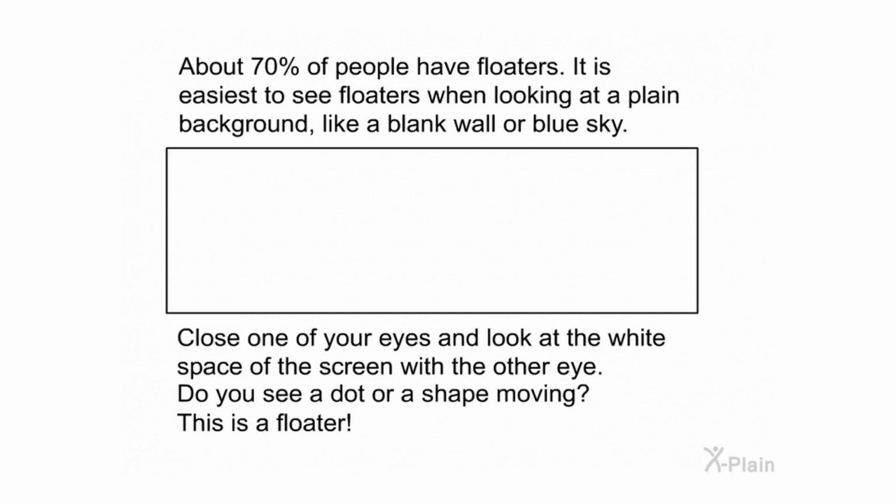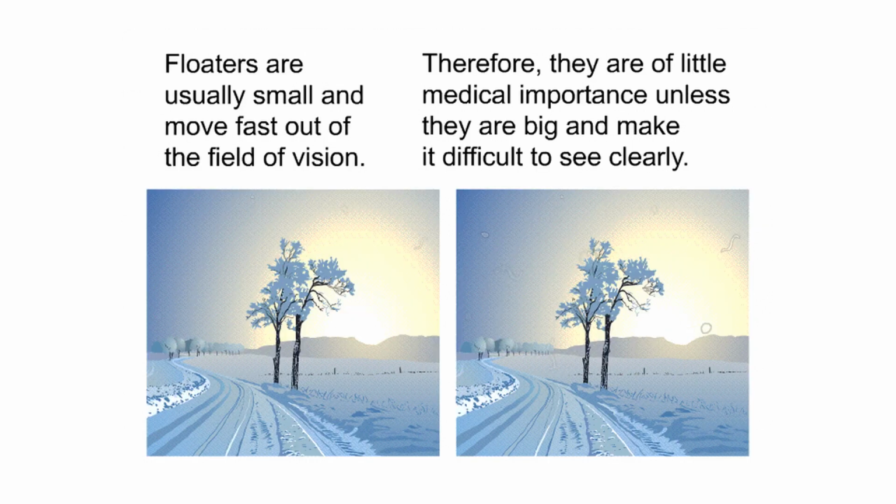About 70% of people have floaters. It is easiest to see floaters when looking at a plain background, like a blank wall or a blue sky. Close one of your eyes and look at the white space of the screen with the other eye. Do you see a dot or a shape moving? This is a floater. Floaters are usually small and move fast out of the field of vision. Therefore, they are of little medical importance unless they are big and make it difficult to see clearly.